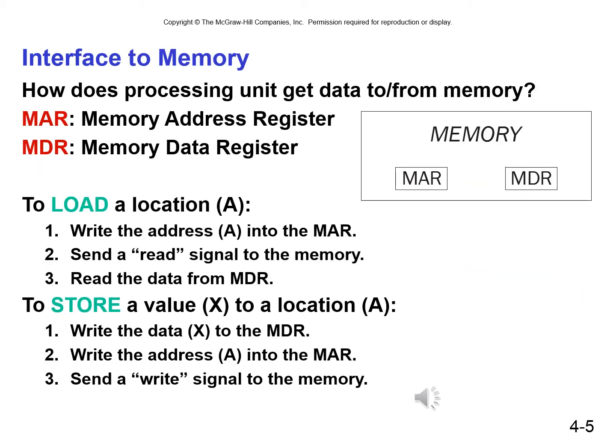So how does the processing unit get data to and from memory? Well, we have 2 registers, the memory address register, and in the case of the LC3, guess how wide it is? You in the 3rd row. Correct. 16 bits. Yes, because that's the size of the architecture.